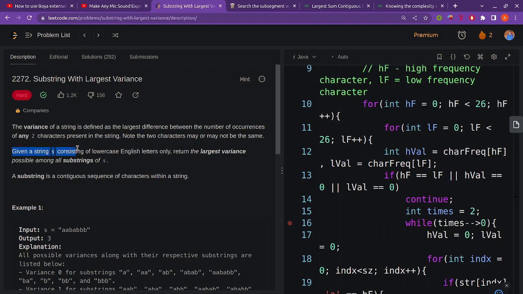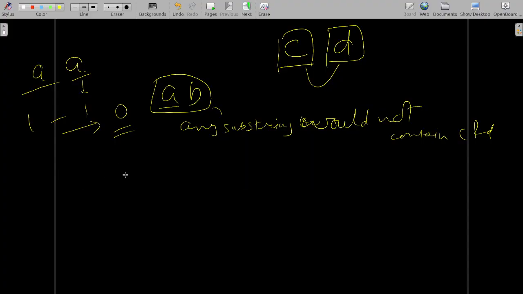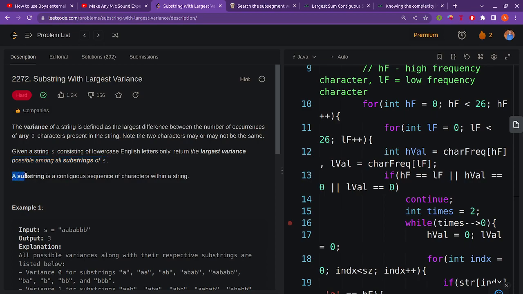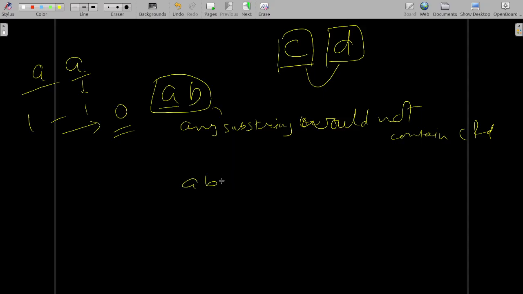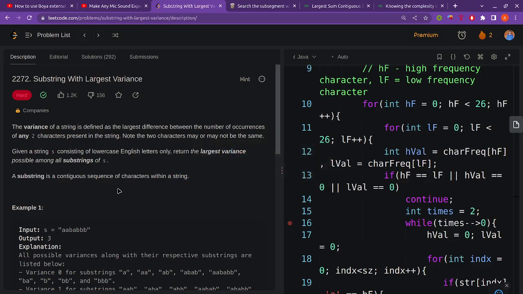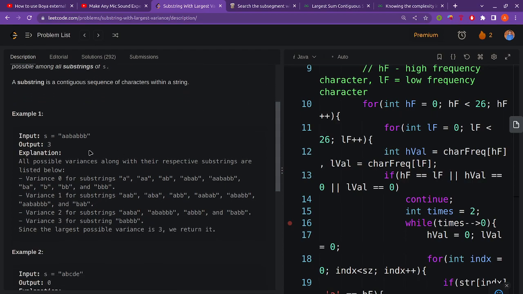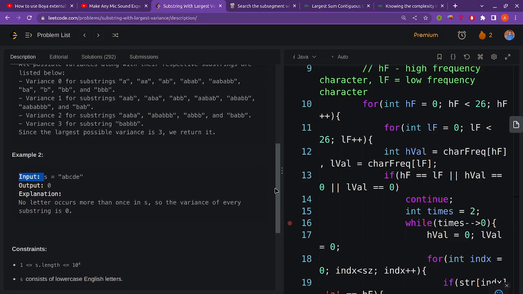So given a string S of lowercase English letters only, return the largest variance possible among all of the substrings of S. For those of you who do not know, a substring is a contiguous sequence of characters within a string. For example, ABC is a substring, but AD is not a substring since the characters are not contiguous. They should be contiguous.